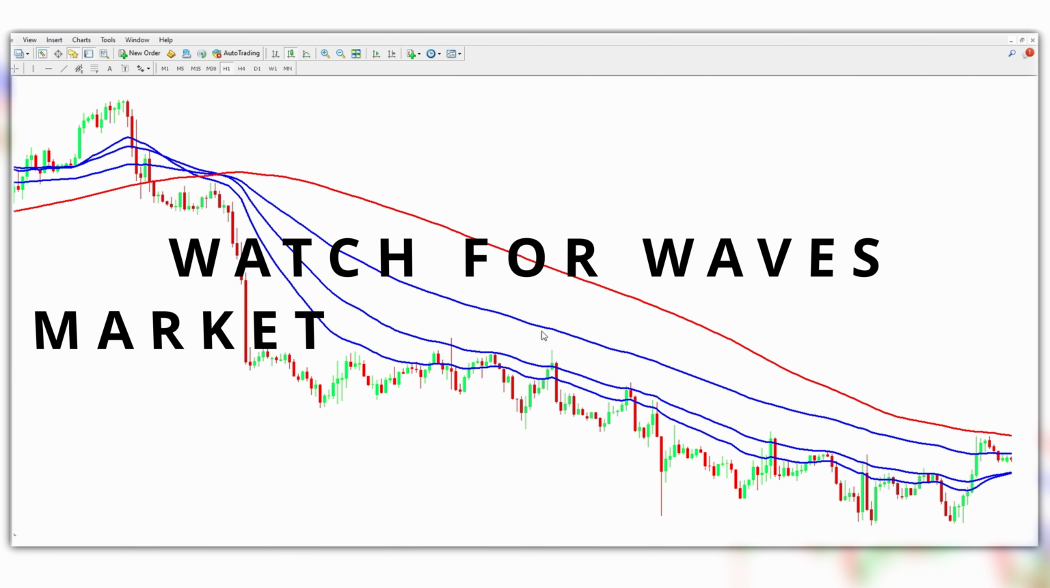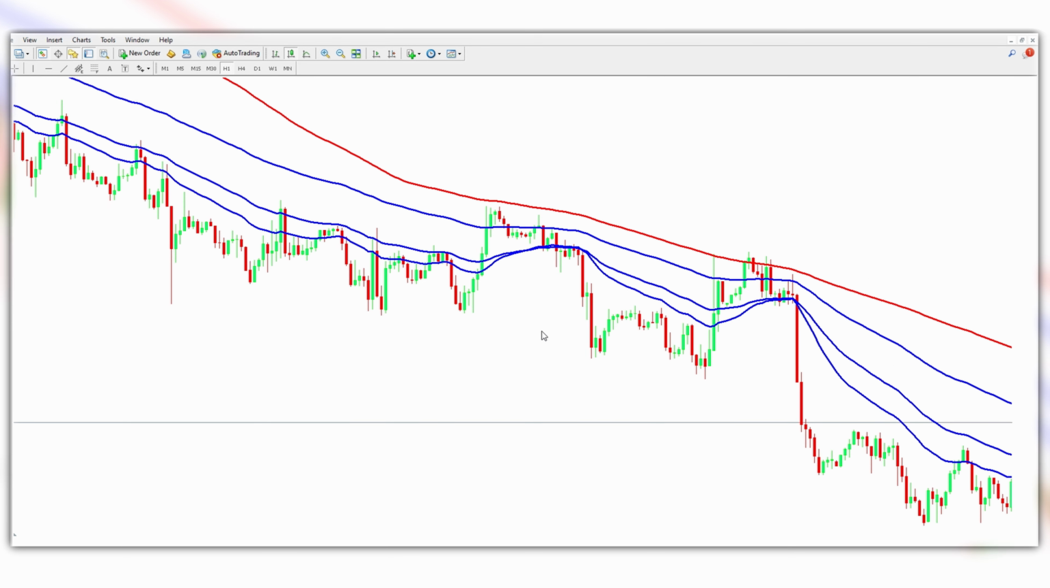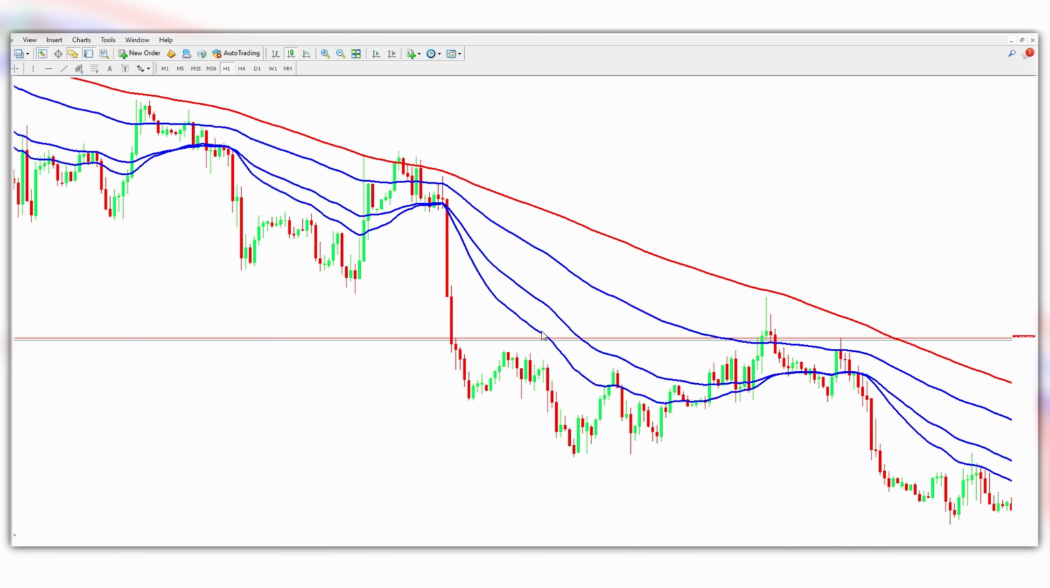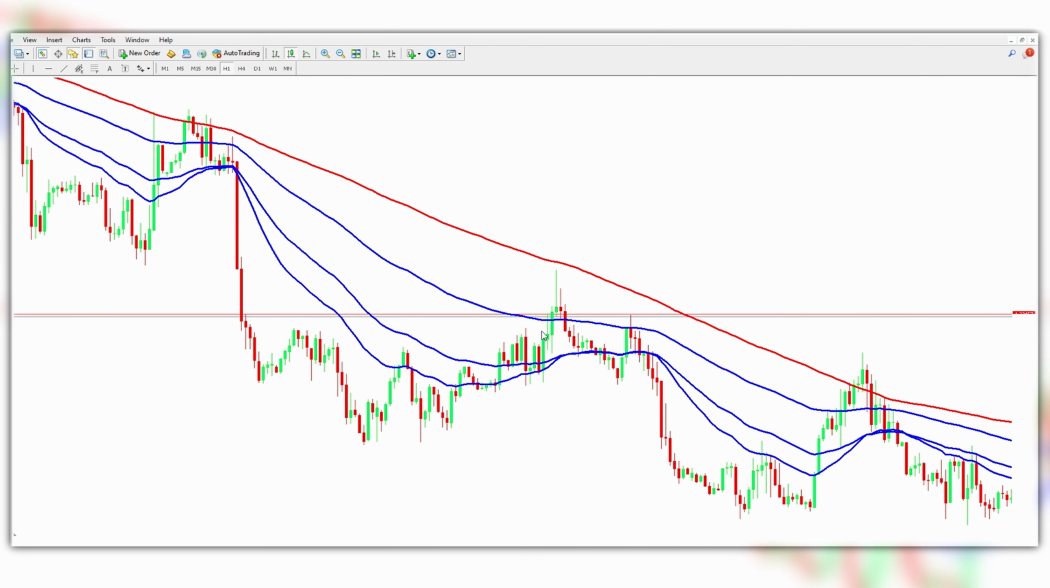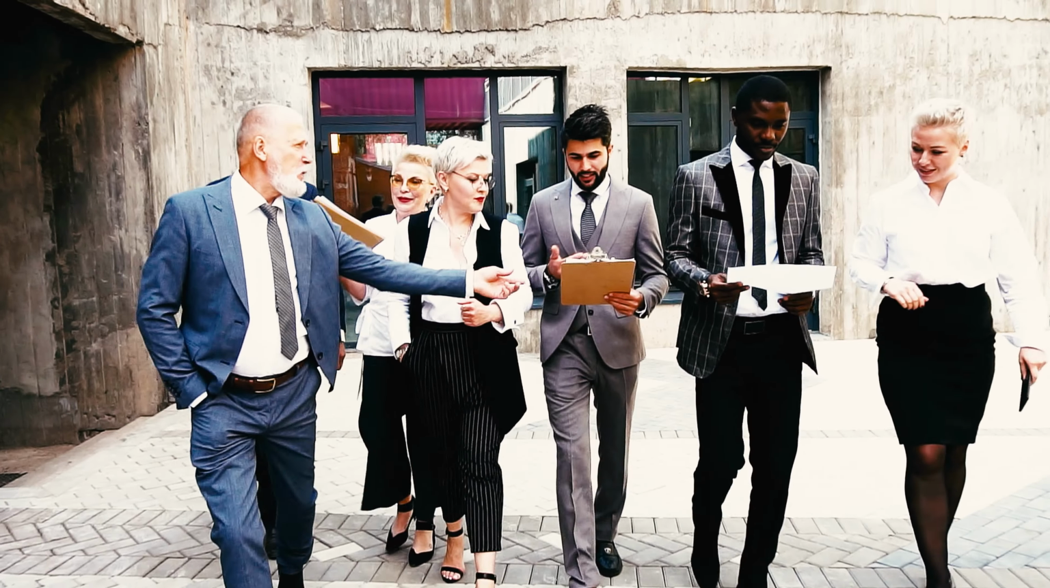Watch for waves. Markets move in waves, and it's crucial to identify them correctly. When your EMAs start crossing each other, be prepared. Remember, trading success comes with proper guidance and time. We're just scratching the surface here, but stick with us, and you'll master advanced techniques and combos.